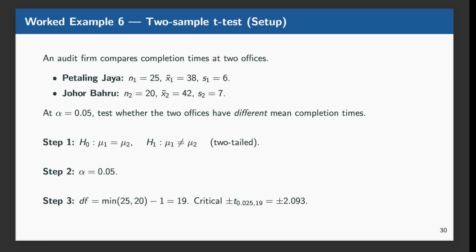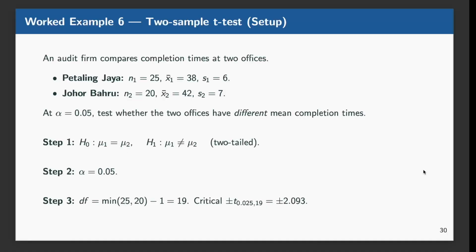An audit firm wants to compare completion times at two of its branch offices. At the first office, 25 files were sampled, giving a mean of 38 hours with a standard deviation of 6. At the second office, 20 files were sampled, giving a mean of 42 hours with a standard deviation of 7. At alpha equals 0.05, do the two offices genuinely differ from each other?